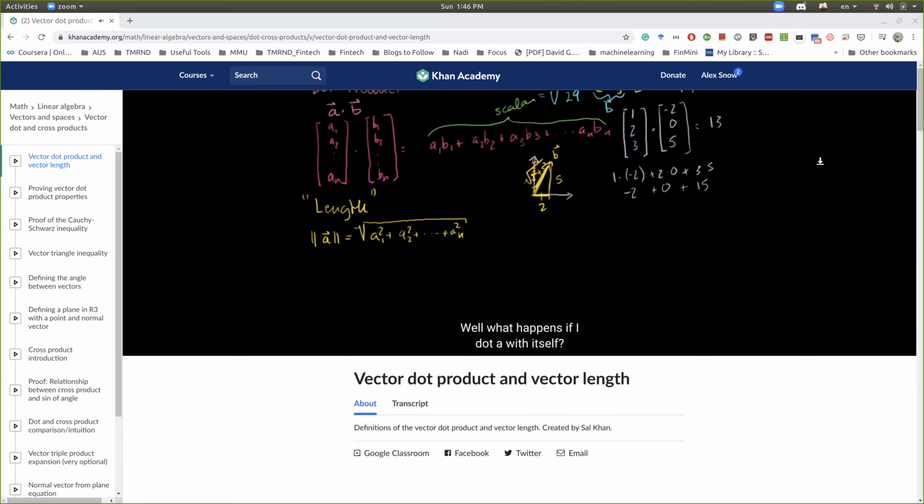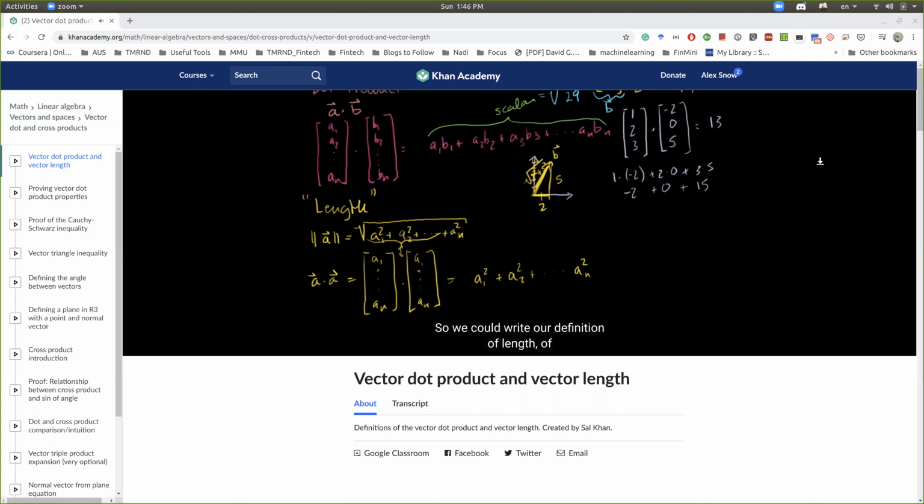Well, what happens if I dot A with itself? What is A dot A? So that's equal to, I'll just write it out again, A1 all the way down to AN, dotted with A1 all the way down to AN. Well, that's equal to A1 times A1, which is A1 squared, plus A2 times A2, A2 squared, plus, keep doing that all the way down to AN times AN, which is AN squared. Well, what's this? This is the same thing as the thing you see under the radical. These two things are equivalent.